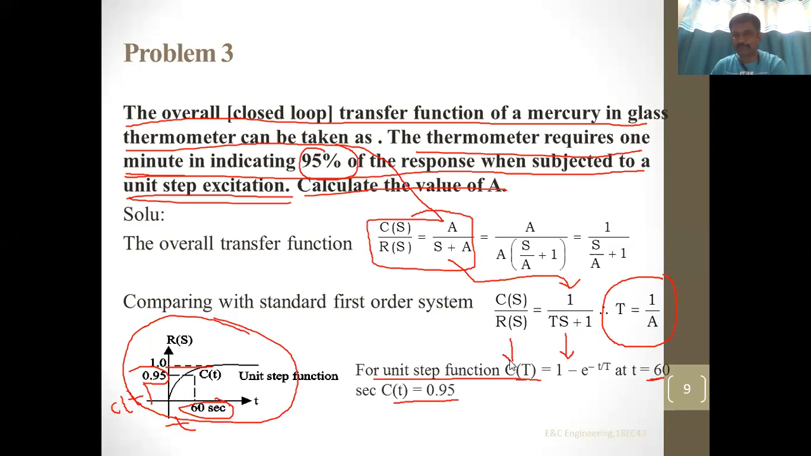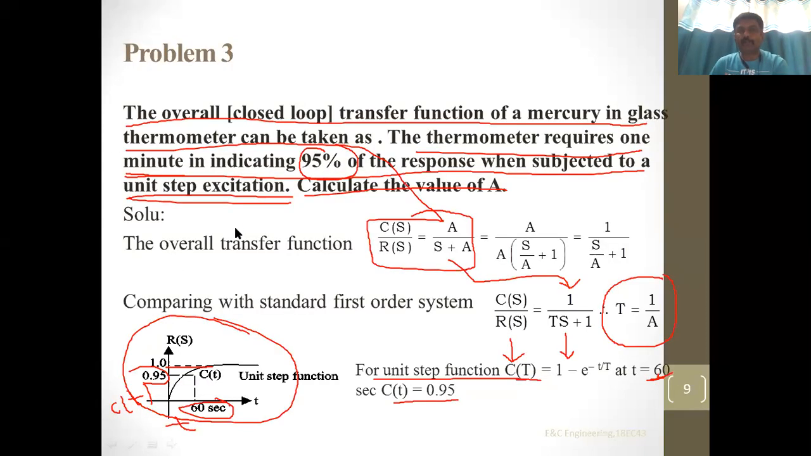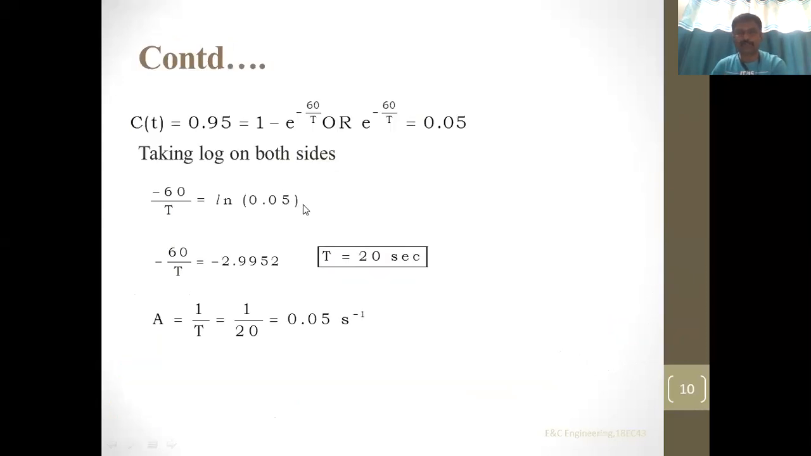Look, here C of t is there, t value is there. What should I do? I need to find the value of A. Here look, capital T is 1 by A. Thereby first I shall replace capital T with 1 by A. Is it okay? Or I shall retain this capital T as it is. Look, C of t is 0.95. That value is given. 0.95 equals 1 minus e power minus small t 60 divided by T.